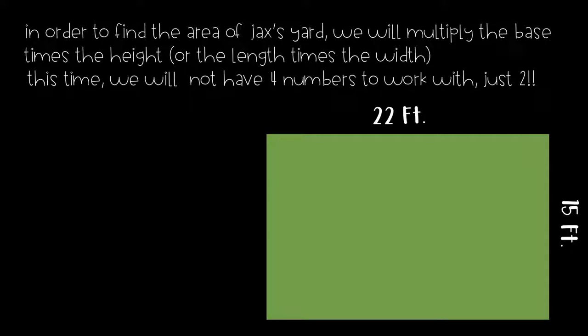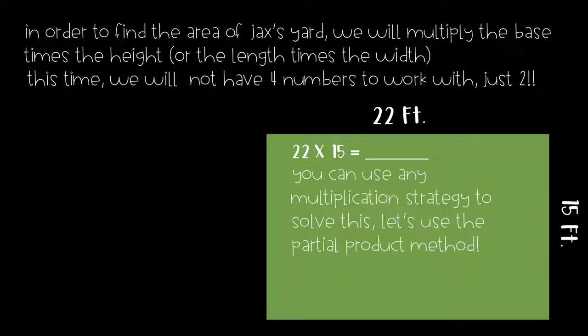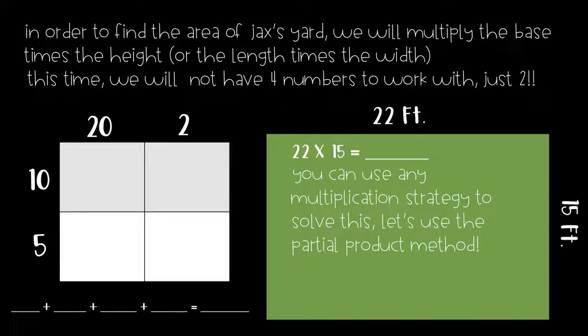So here are those original measures, 22 feet and 15 feet. So we're going to multiply those 2 numbers together. We can multiply this using any strategy we want to, but let's use the partial product or the box method. So the way that we need to do this box method, up at the top, why do I have a 20 and a 2?